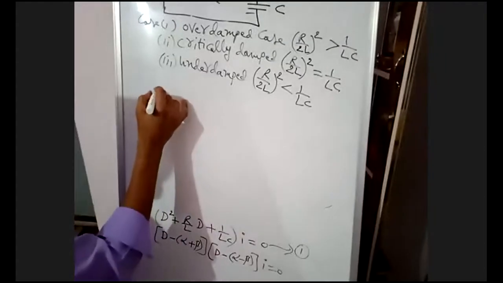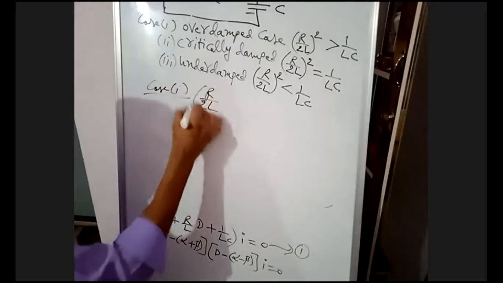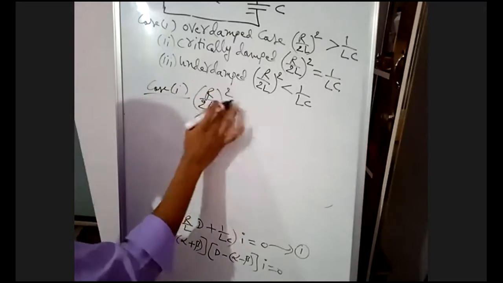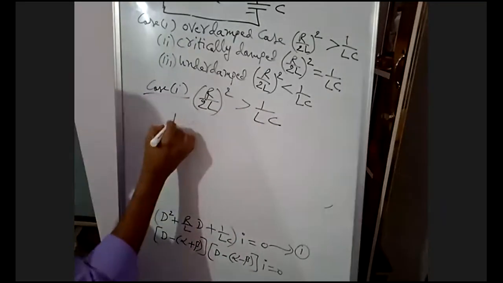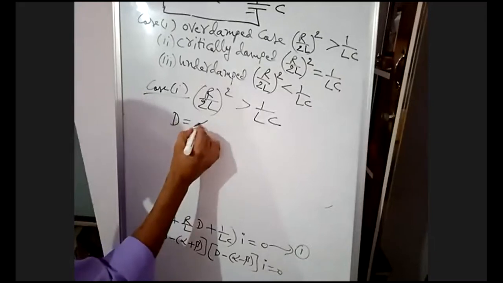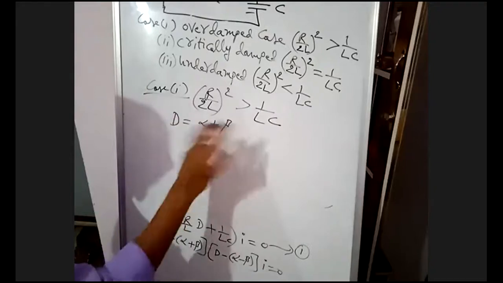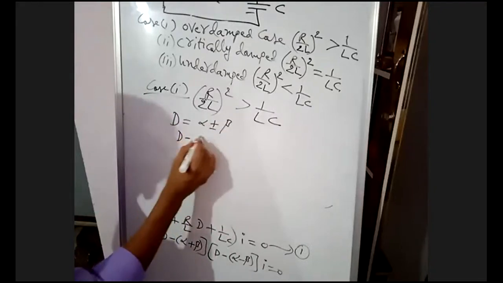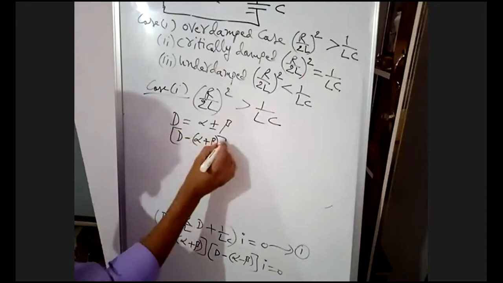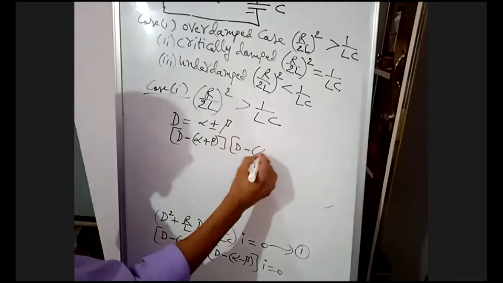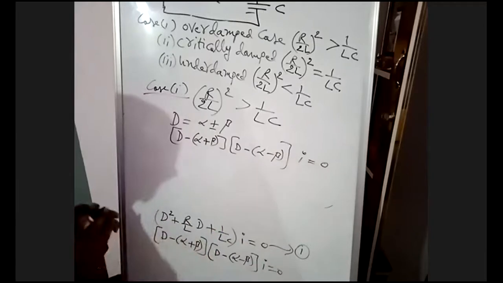Now see case 1, the overdamped case. Now I am getting the roots. D is equal to alpha plus or minus beta. One root is alpha plus beta, another root is alpha minus beta, the second root, multiplied by the current.